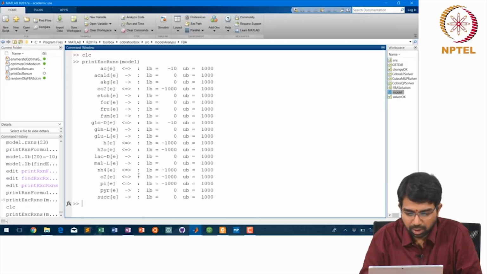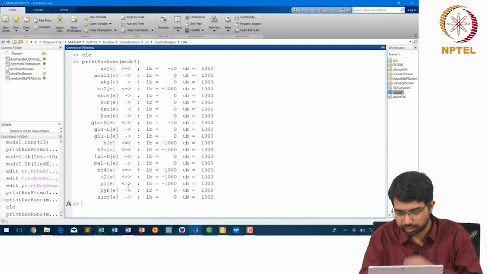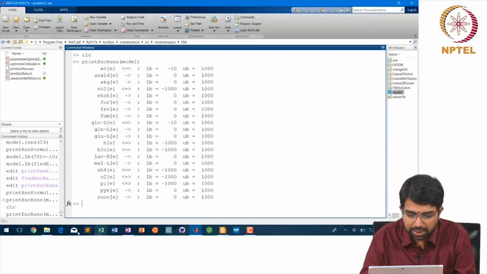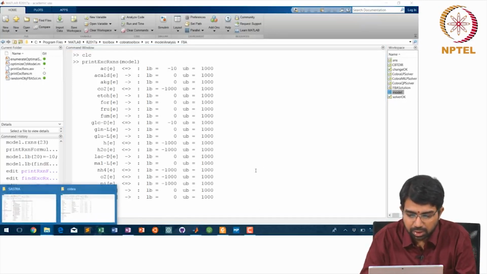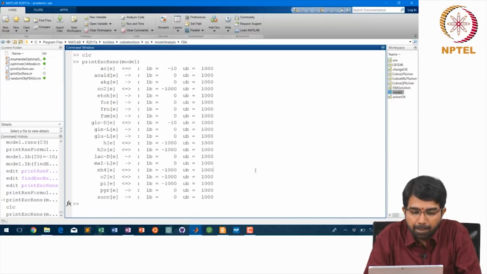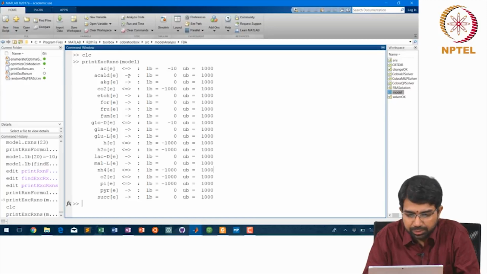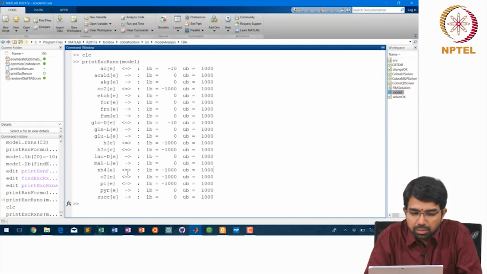And ammonium, oxygen, phosphate. Right. So maybe let us try out a few things. All those forward reactions, the LB is 0, which means they are irreversible. You see the arrows shown here, all these are irreversible, so they will only come out. The other things can come in and go out.